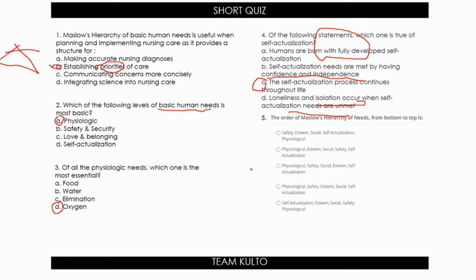5. The order of Maslow's hierarchy of needs from bottom to top. Bottom to top is, what is the answer, nurses? Physiological, safety, social, esteem, self-actualization. Period. Okay, let me know kung anong score nyo sa baba ha.